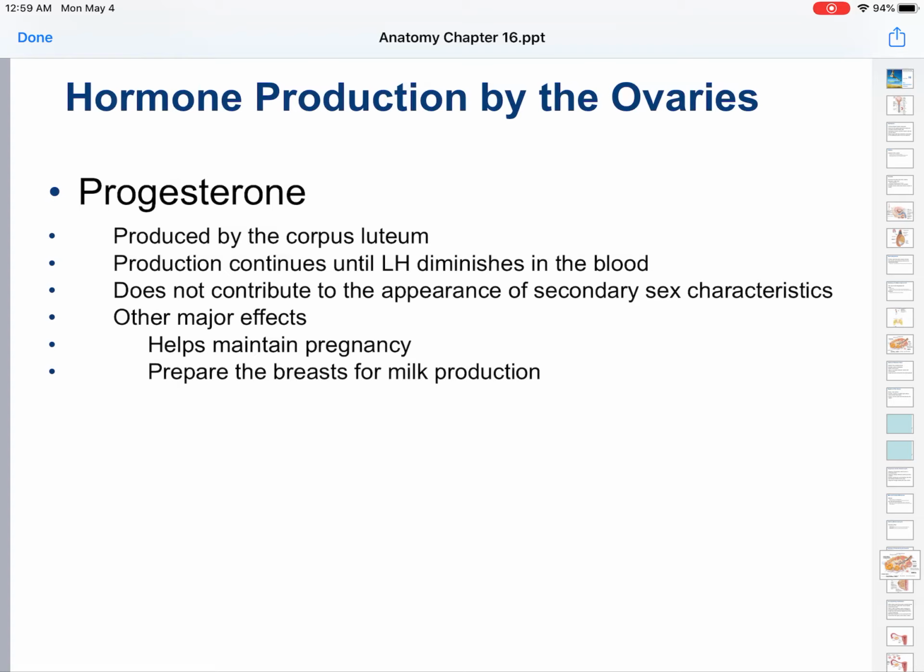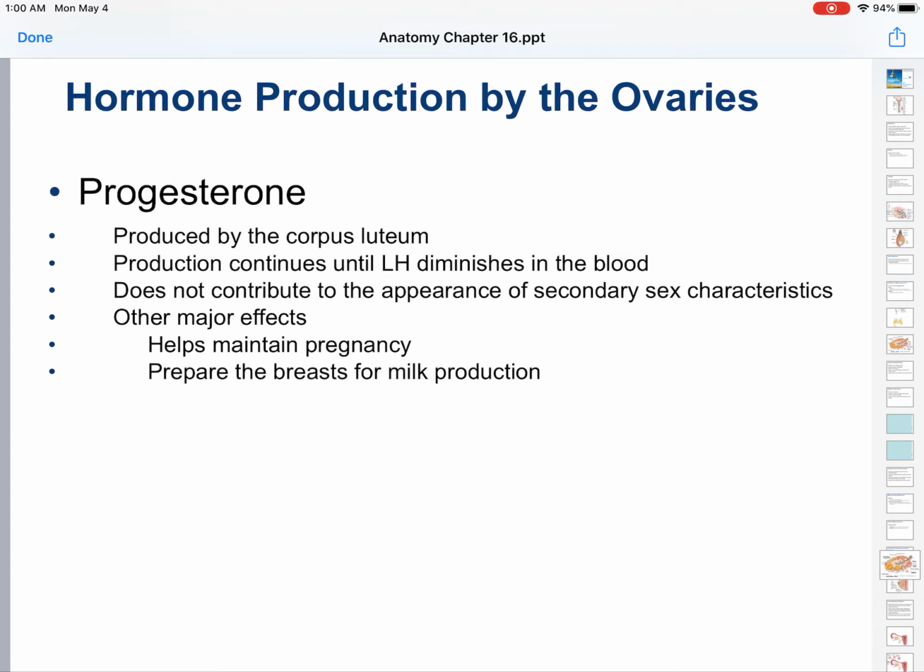It continues until the luteinizing hormone diminishes in the blood. Once that hormone diminishes, the corpus luteum does not produce the progesterone anymore. It does not contribute to the appearance of secondary sex characteristics. What it does is help maintain the pregnancy once the embryo implants into the wall of the uterus, and helps the embryo keep developing into an eventual fetus after a couple months.